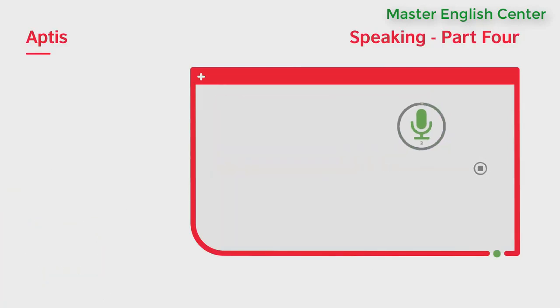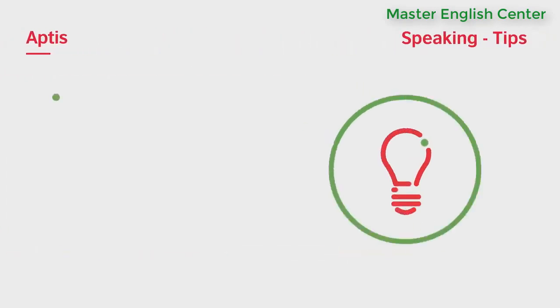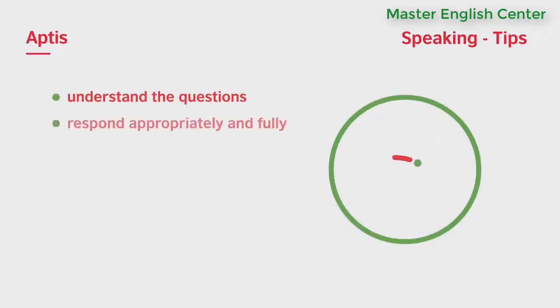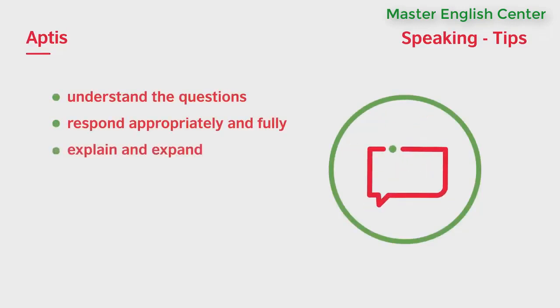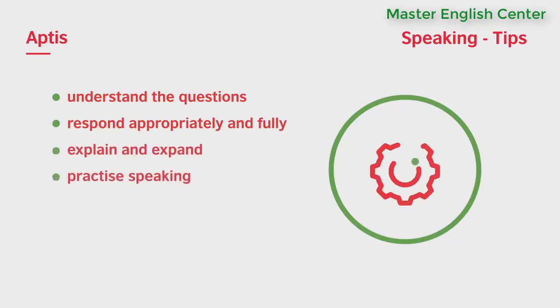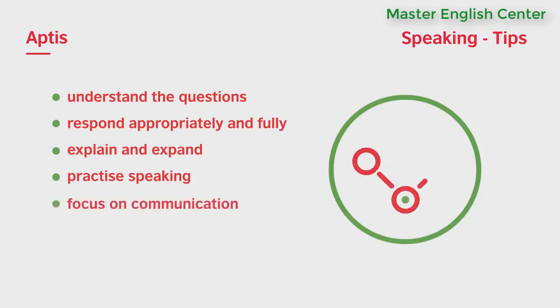To better prepare for the Aptis speaking test, try these tips. Make sure you understand the questions and respond appropriately and fully. Try to explain and expand your answers. Practice speaking as much as you can. Do not worry too much about mistakes. Instead, focus on whether your message was successfully communicated.